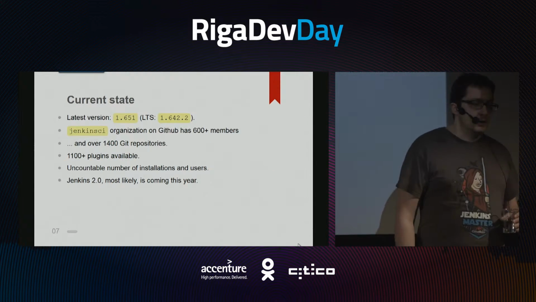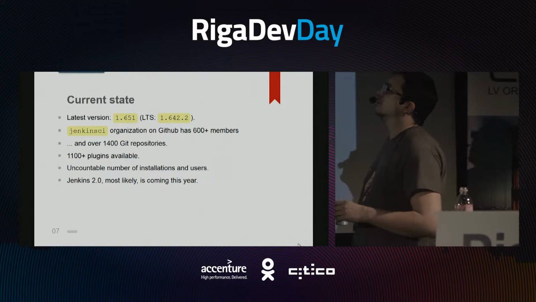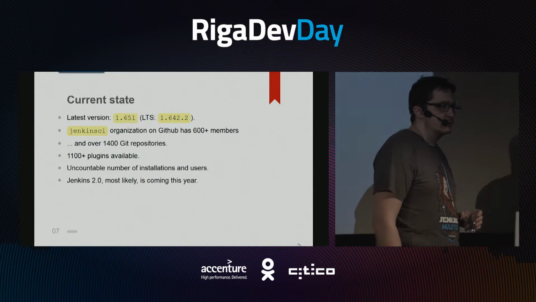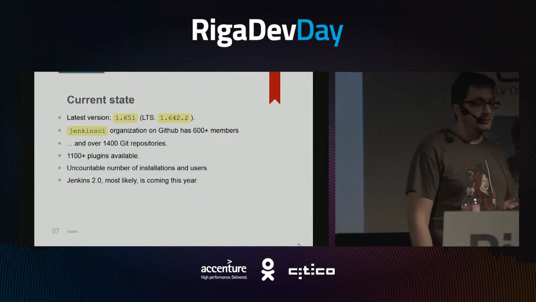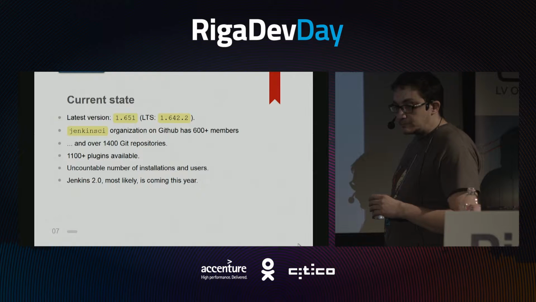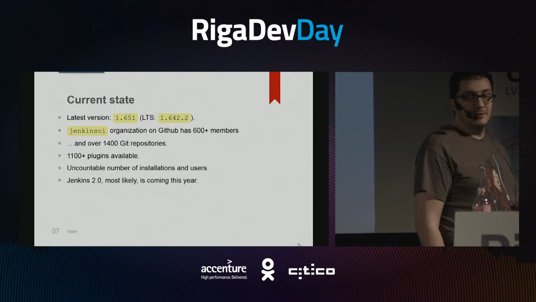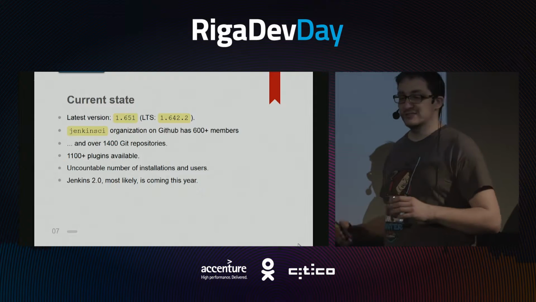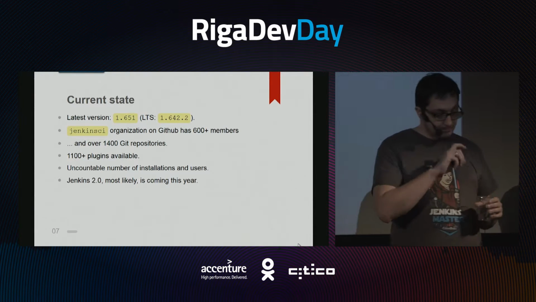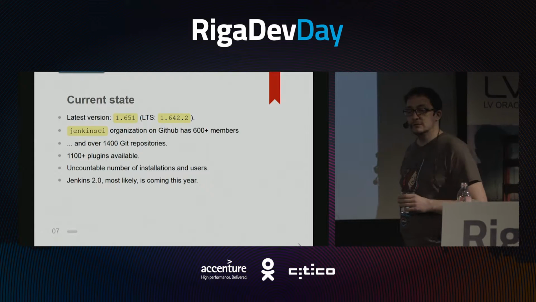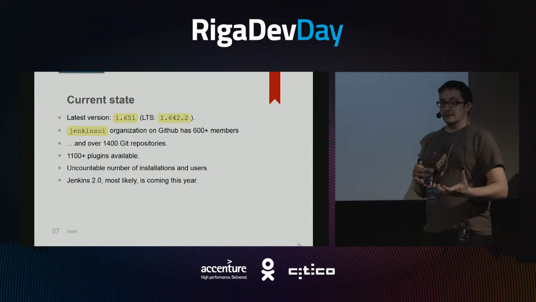Sorry. So the current state of Jenkins is that the latest version, which was released yesterday, is 1.651, and the long-term support version is 1.642. The GitHub organization for Jenkins CI already has more than 600 members, and over 1,400 Git repositories inside the organization. That's more than 2, almost 3 repos per member. Of course, most of them are plugins and utilities around that. So it's a huge amount of code being committed and maintained inside the Jenkins CI community and GitHub organization.